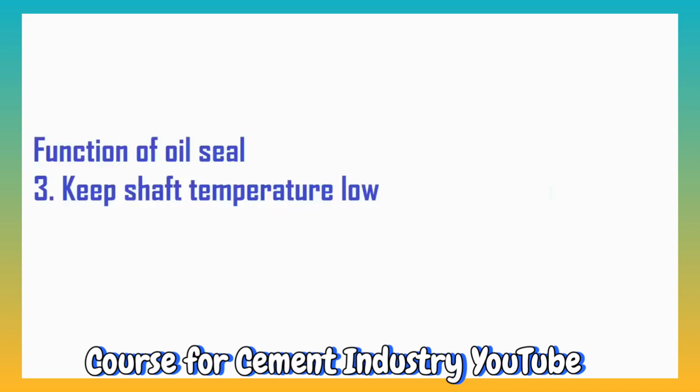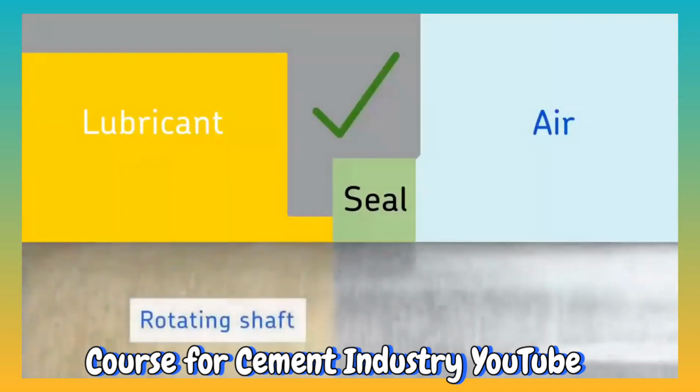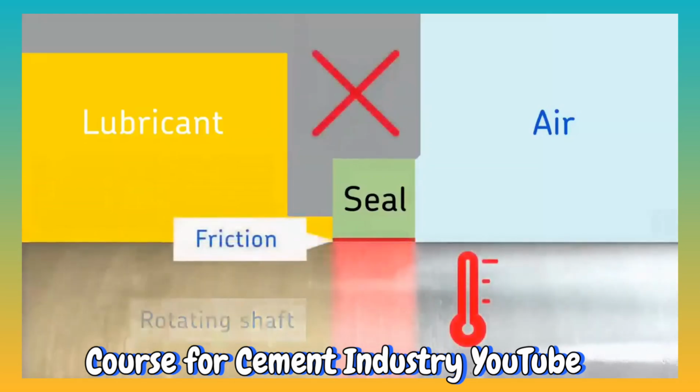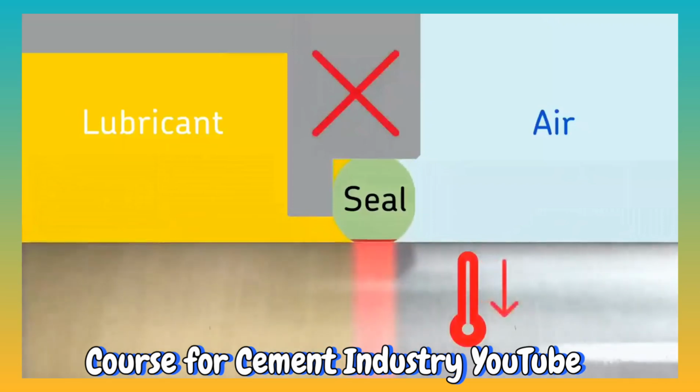The third function of the oil seal is to keep the shaft temperature cool even though the oil seal is constantly rubbing against the rotating shaft. The oil seal is designed to minimize friction by minimizing the contact between the seal lip edge and the shaft so that the temperature remains cool.